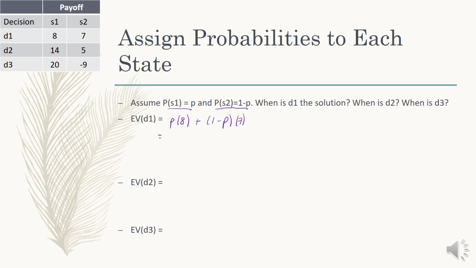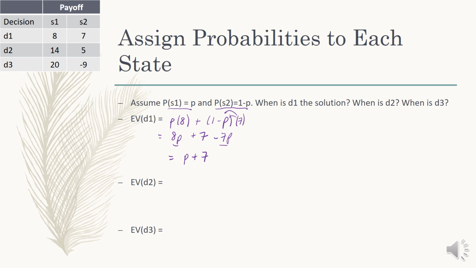And I'm going to expand this and simplify as much as I can. I get 8p for my first term. Then it looks like plus 7, and I am distributing the 7 here, minus 7p. I have 8p and minus 7p, which gives me one p. So my expected value for decision 1 is the probability of a strong demand plus 7. And we're going to do this for the other two.